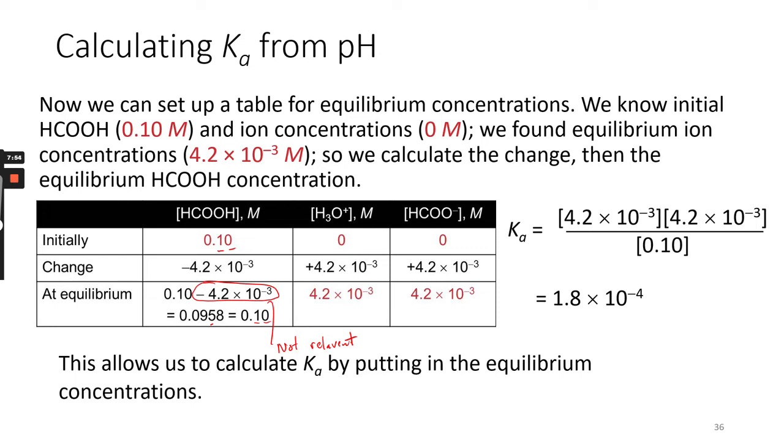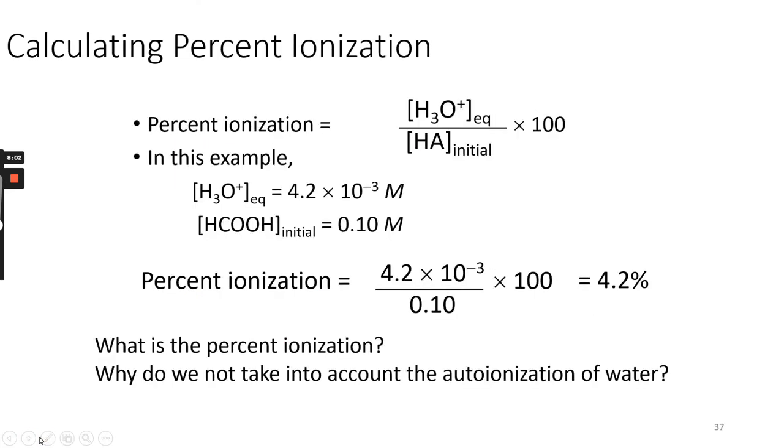So now we put all our concentration values in and we get our Ka. We could also calculate the percent of our acid that ionizes by taking the concentration of hydronium over our initial concentration. You see here it is 4.2%. Okay, and what does the percent ionization tell you? It tells you how much of your weak acid ionized. So only 4.2% of it ionized.